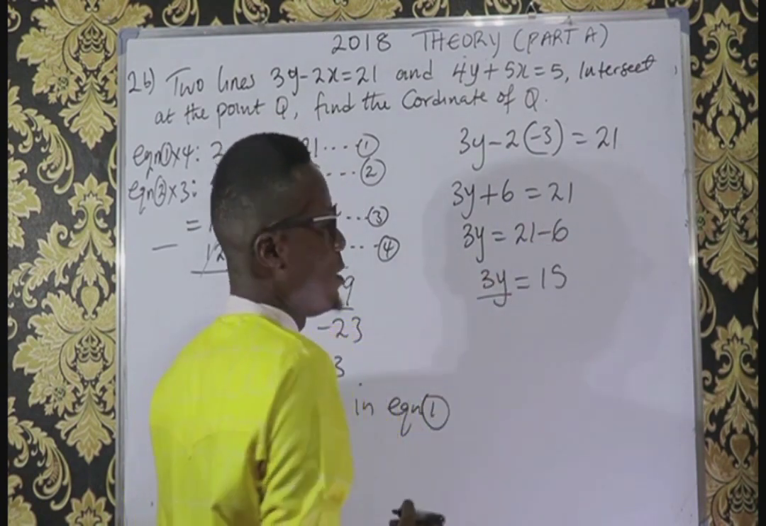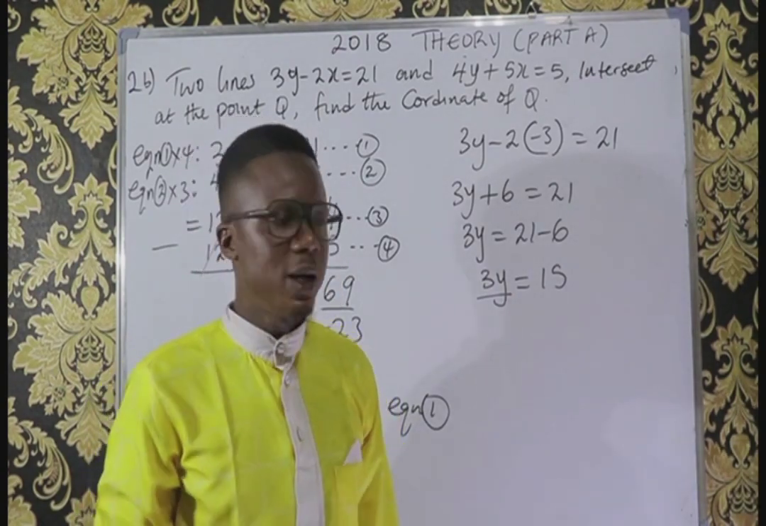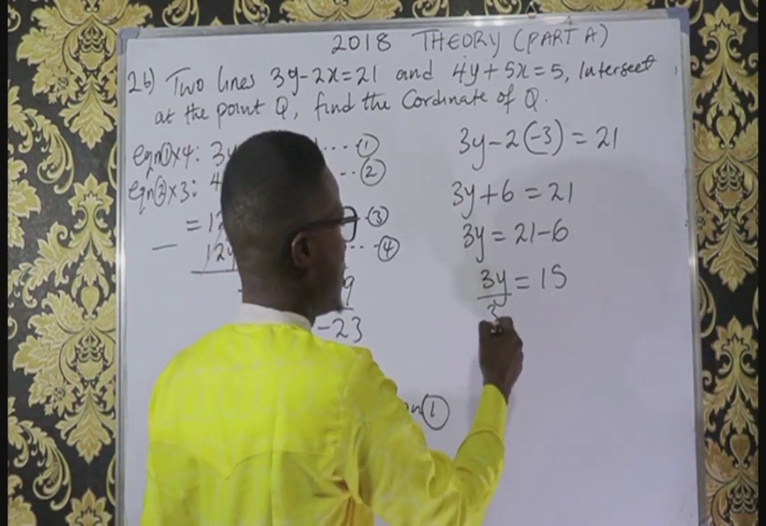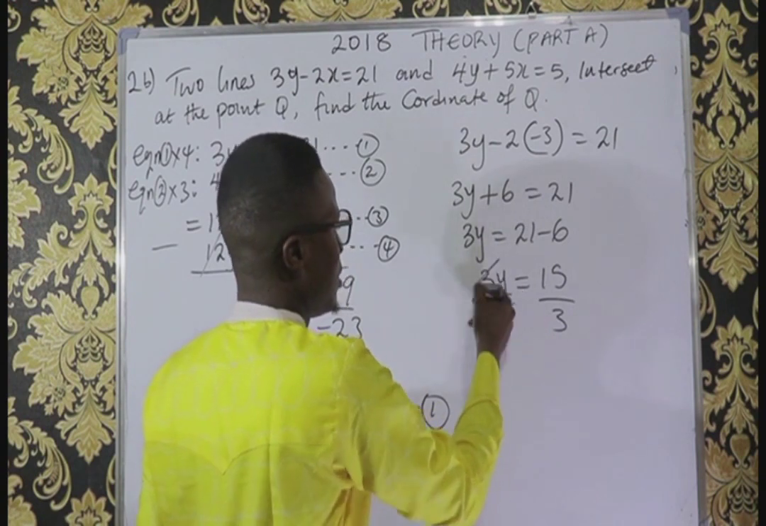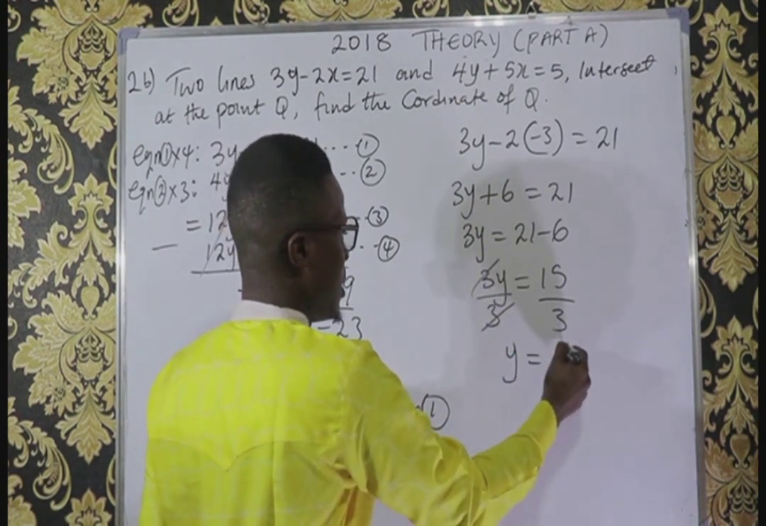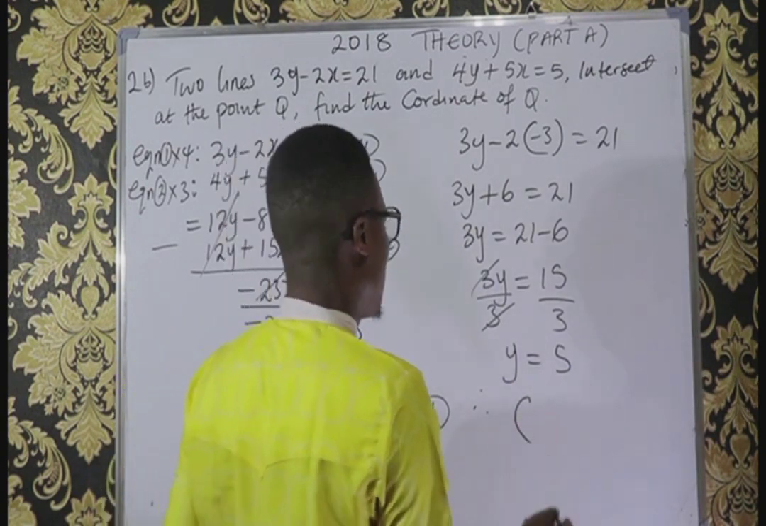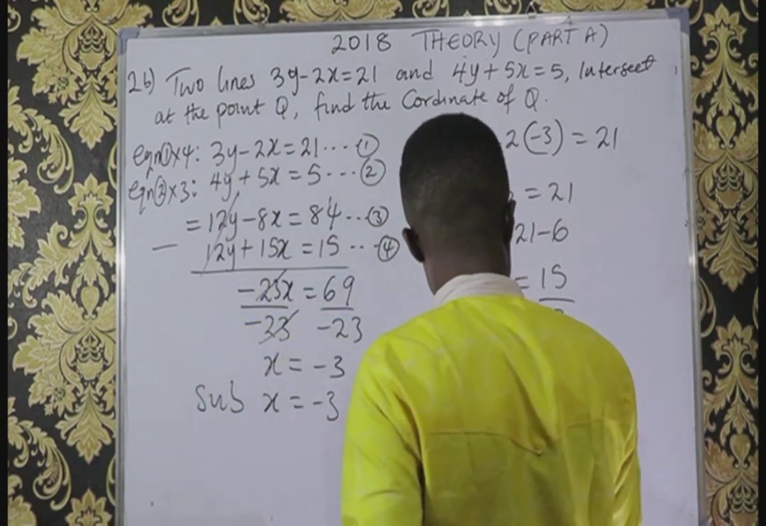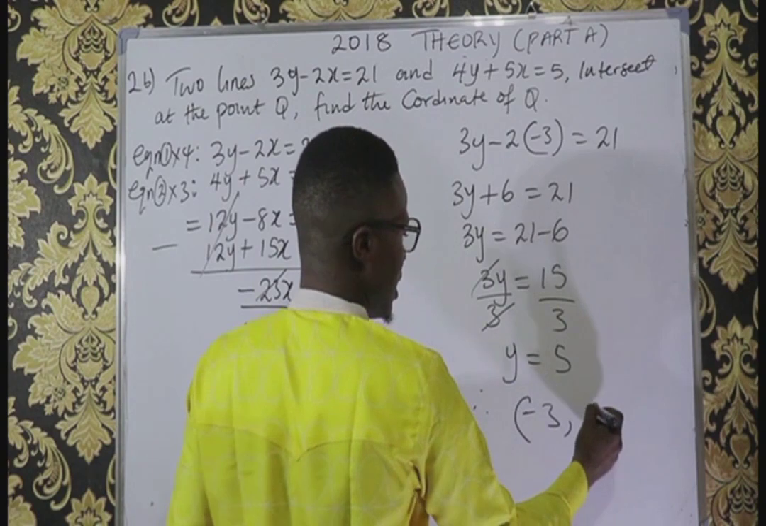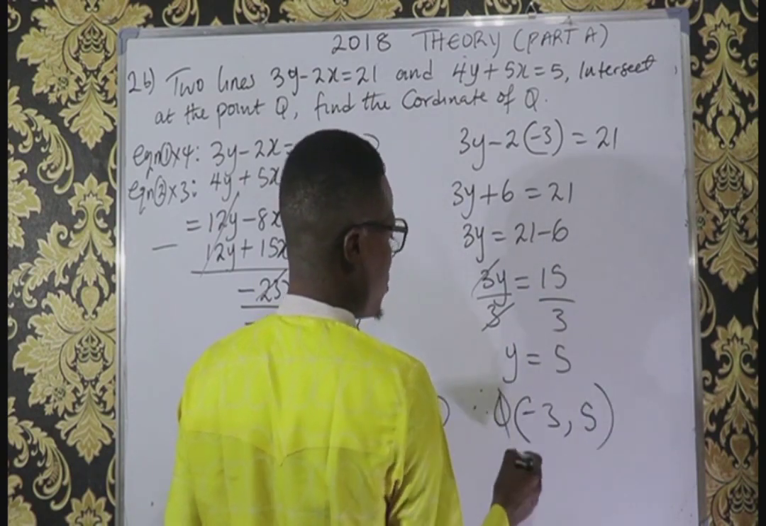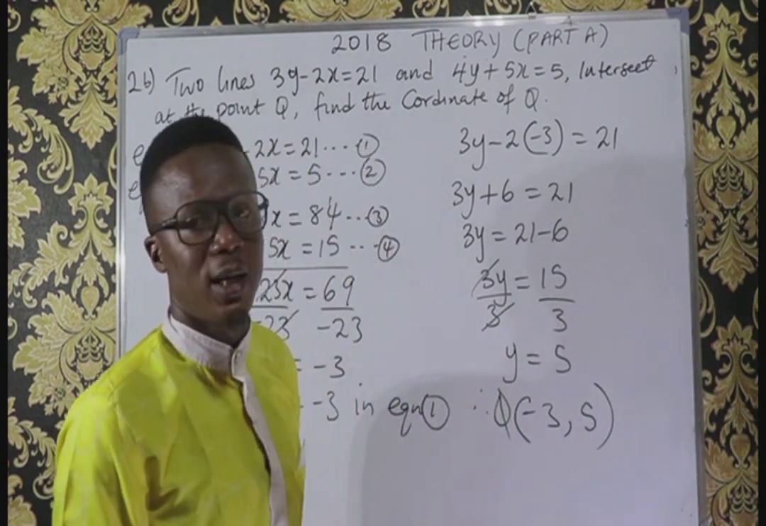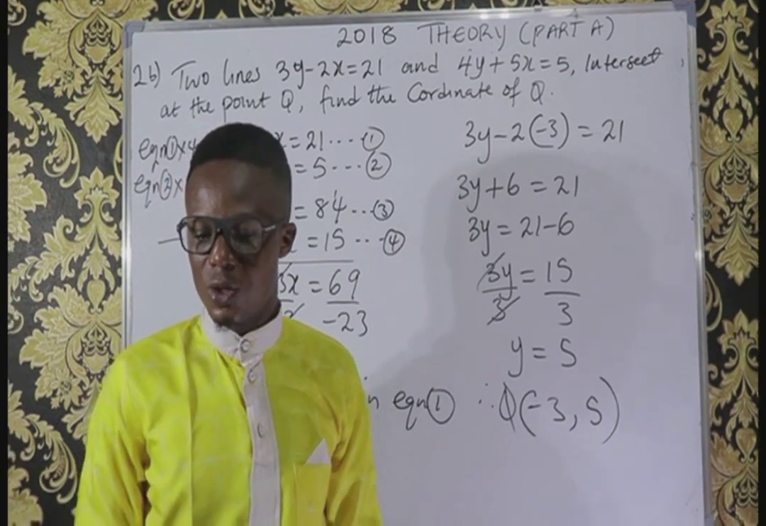So to get the value of y, I will divide both sides by 3, which is the coefficient of y. I will divide by 3. And when I do that, I am getting 5. Therefore, the required coordinate of the point will now be x, y, and x is -3, so you have -3 and 5. That is the coordinate of Q where the two lines intersect. So let's take the next question.